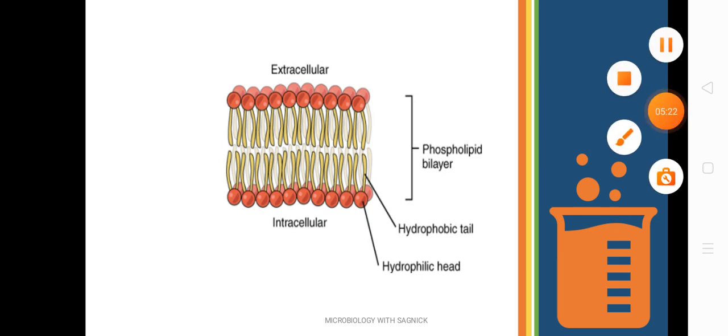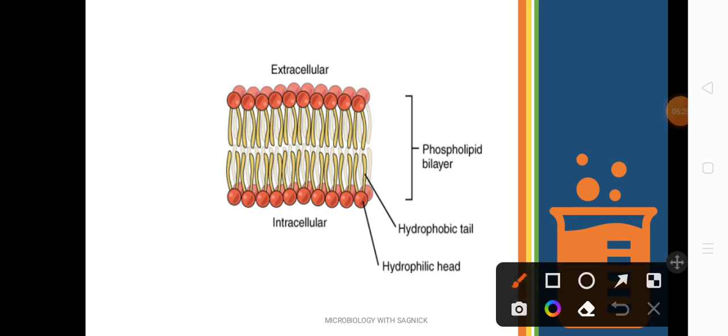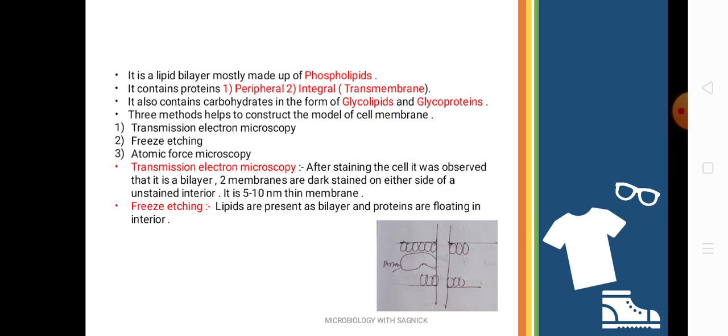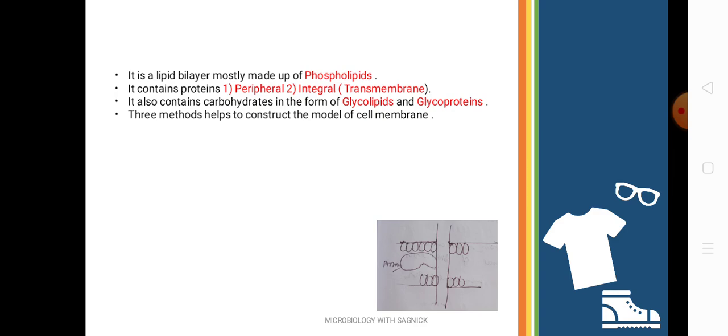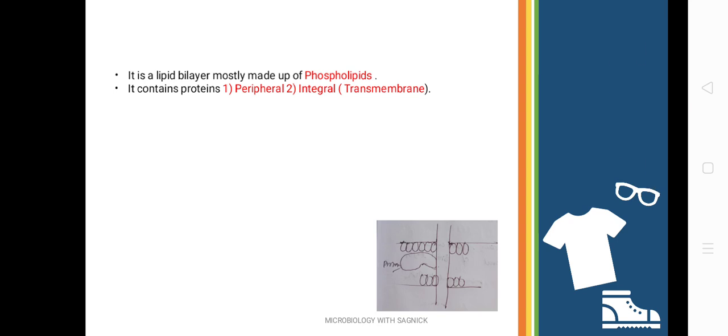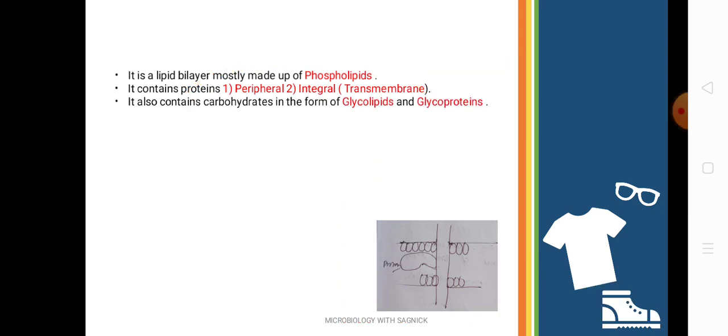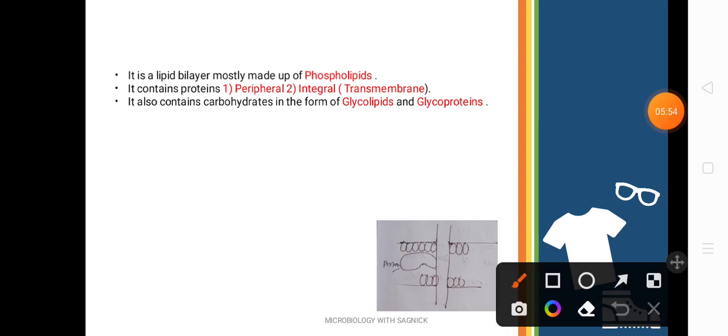This is how the cell membrane looks according to the Singer and Nicolson model. There are phospholipid bilayers and in between them proteins are floating. We will continue our discussion of the Singer-Nicolson model in the next part of our video, where we will talk about the proteins present in the cell membrane, the peripheral and integral proteins. In the next video we will also talk about the types of lipids present in the cell membrane according to the Singer-Nicolson model.